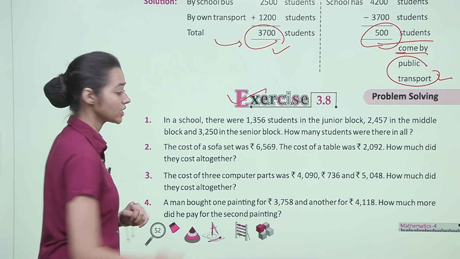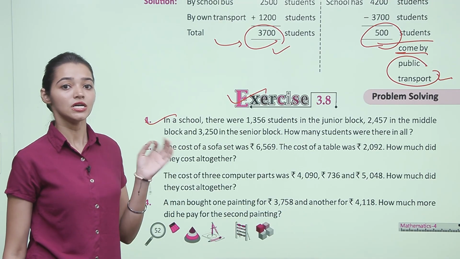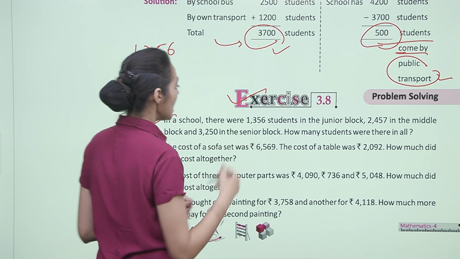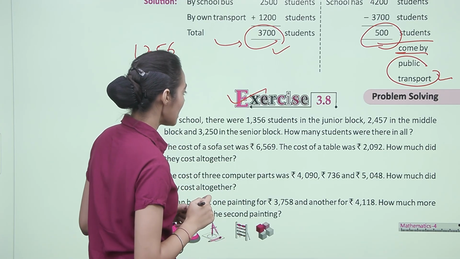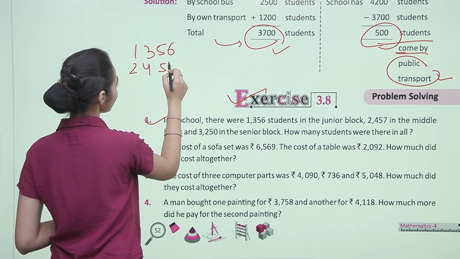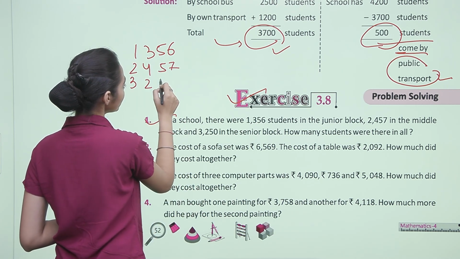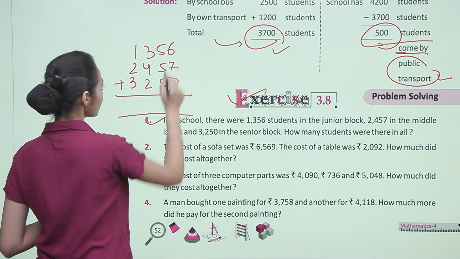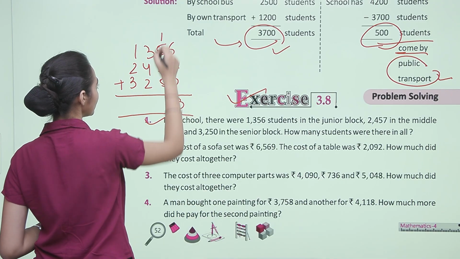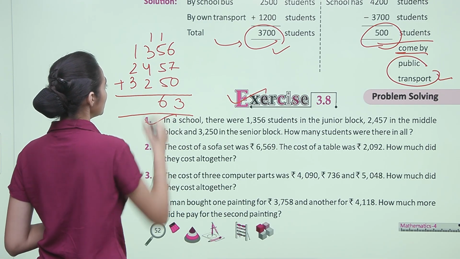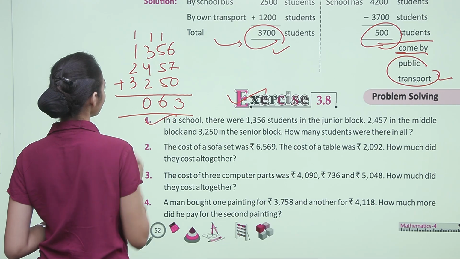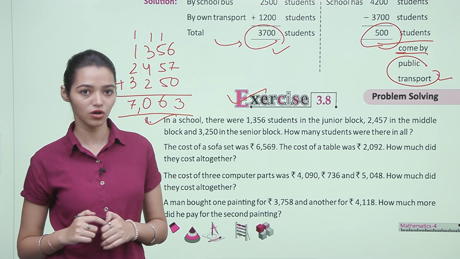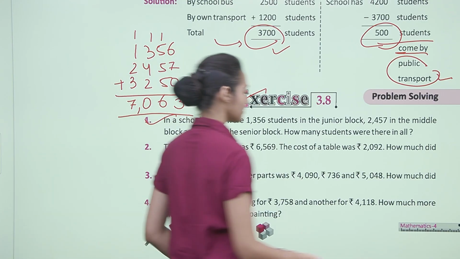Now let's start with exercise 3.8. In the first part, in a school there are 1356 students in the junior block, 2457 in the middle block and 3250 in the senior block. So how many students are there in all? That means we will add all the numbers. So it becomes 7 plus 6, that is 13, 1 carry over, that is 16, 1 carry over, 8 plus 2, that is 10, 1 carry over, that is 7063 students in the school altogether. That's how you can solve the remaining part.